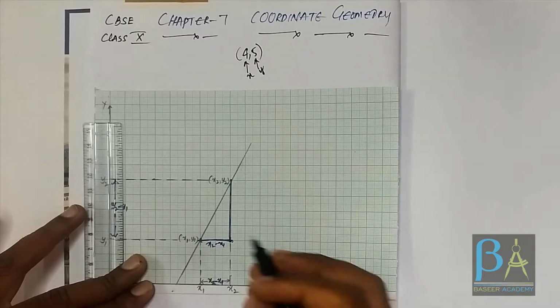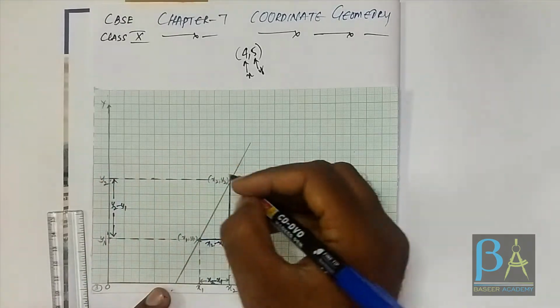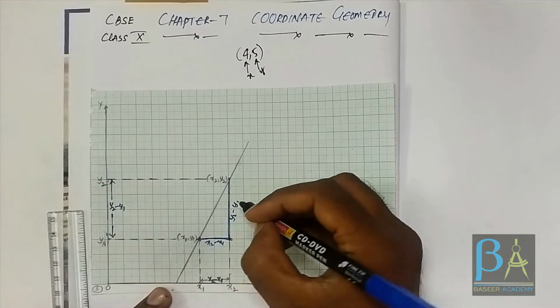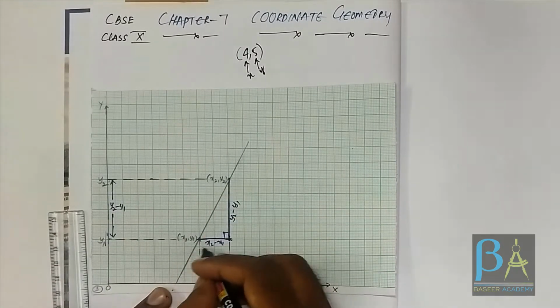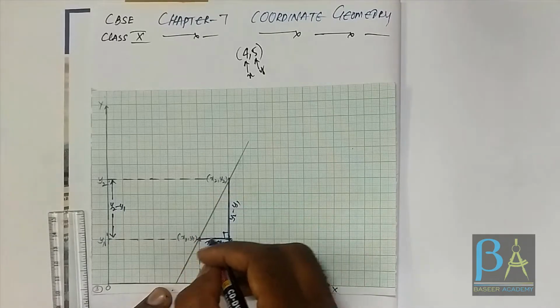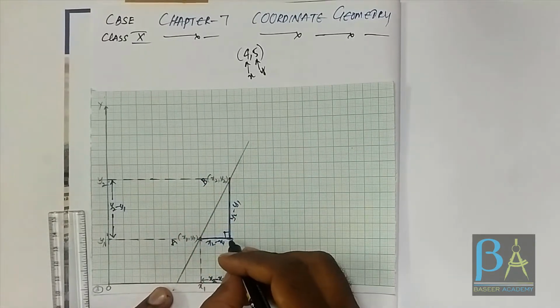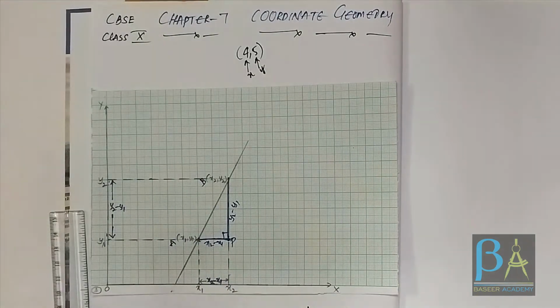Don't you think so? And then since this distance is y2 minus y1, this distance from here to here should also be y2 minus y1, isn't it? Now since this is a right angled triangle, I can make use of the Pythagoras theorem. Let us say this is my point A, this is my point B, and this point we denote by P. Let us make use of Pythagoras theorem here.